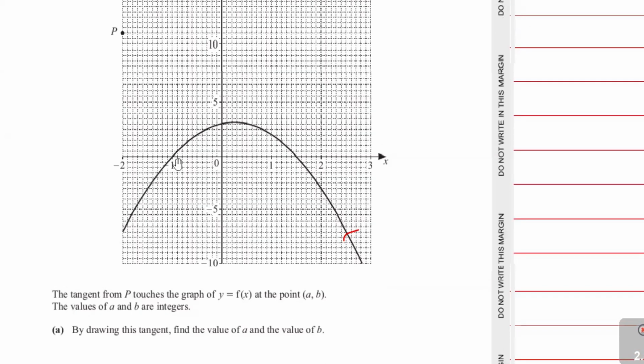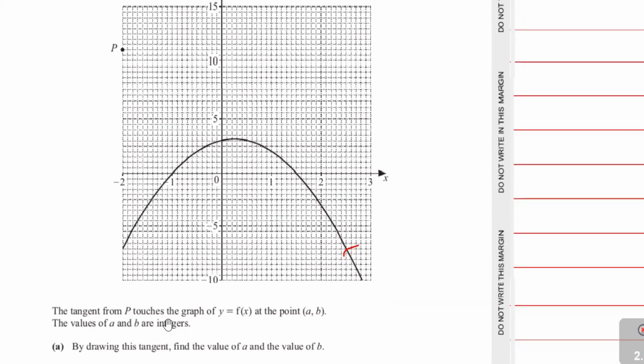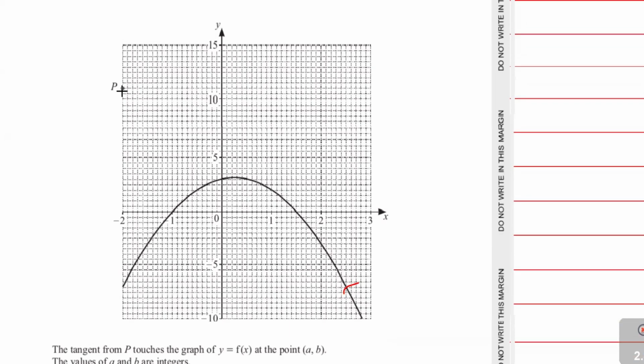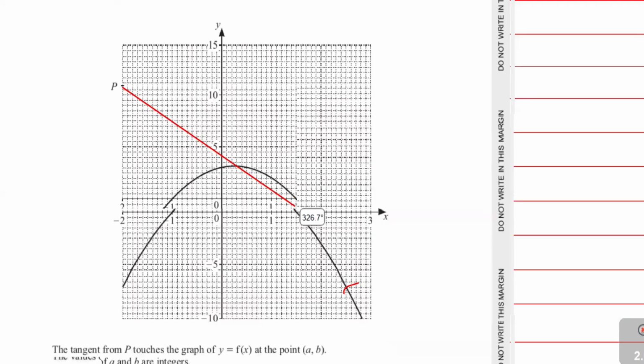This is the graph and this is the point P. The tangent from P touches the graph at point (a, b). Values of a and b are integers. Look here, this is the point P, and we will draw the tangent from point P.